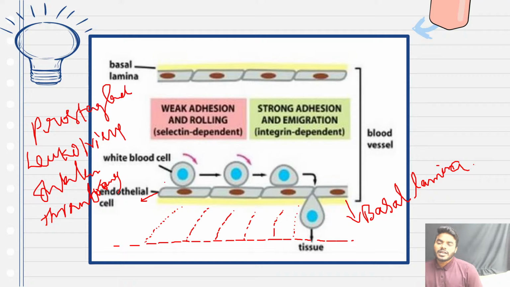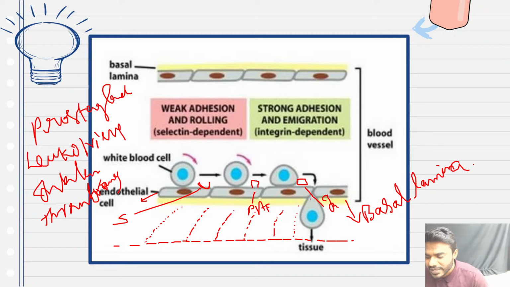Three types of CAM molecules, or three types of signals, can be expressed on the endothelial cell. Everyone listen. Selectin will be expressed. PAF, platelet activated factor, will be expressed. At the same time, integrin will be expressed. Don't get confused. This is selectin, this is the platelet activated factor receptor, and this is the integrin receptor.